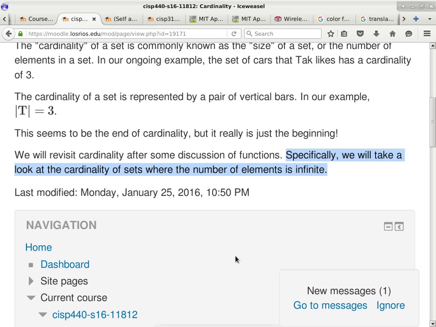Not to drag this on, but so you just said that the set of all real numbers is an uncountable set. It is not countable. Okay.